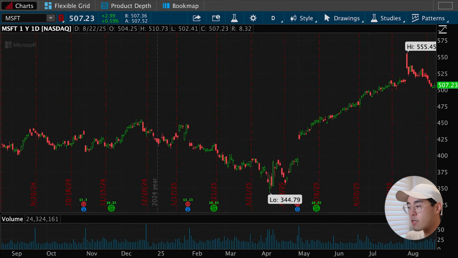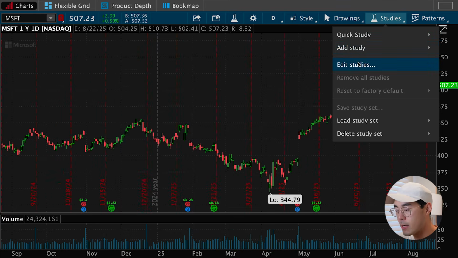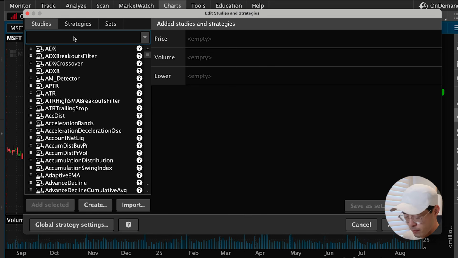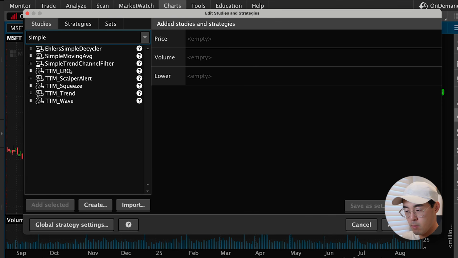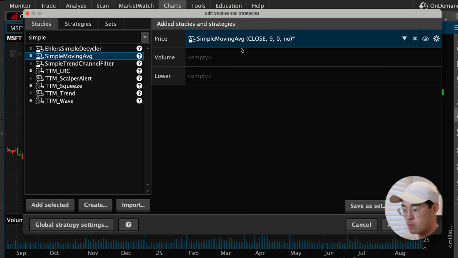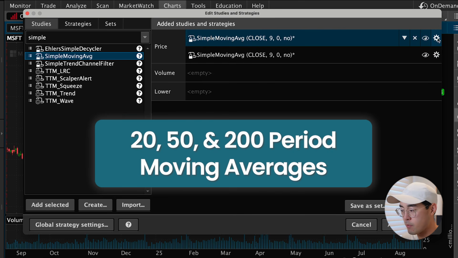Okay, so my trading setup is actually very simple. I don't use too many. I just like to use moving averages to help me confirm the trends that I'm seeing. So I like to set up with the 20, 50, and 200 day moving average.